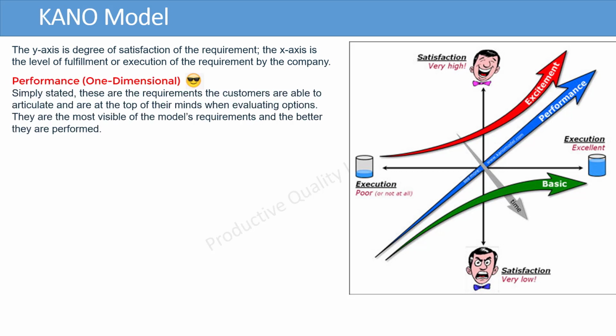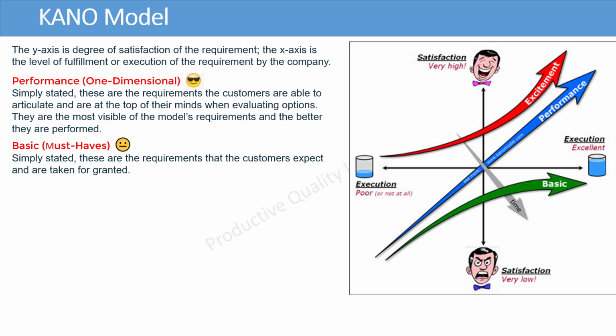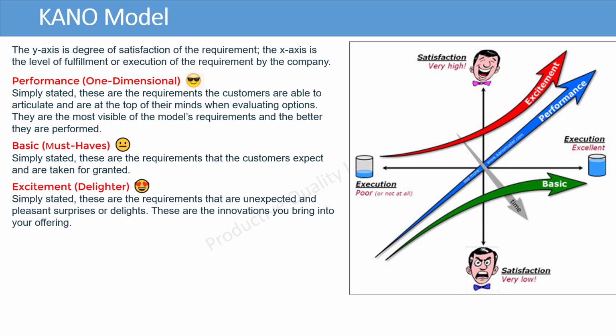Performance, one-dimensional. Simply stated, these are the requirements the customers are able to articulate, and they are at the top of their minds when they are evaluating their options. They are the most visible of the model's requirements, and the better they are performed, the more satisfied customers are. Basic, or must-haves. Simply stated, these are the requirements that the customers expect and take for granted.